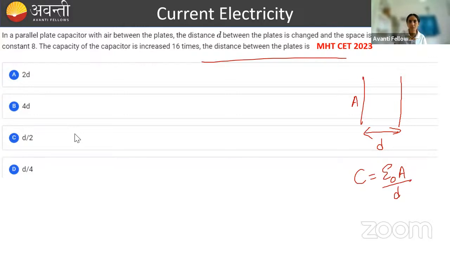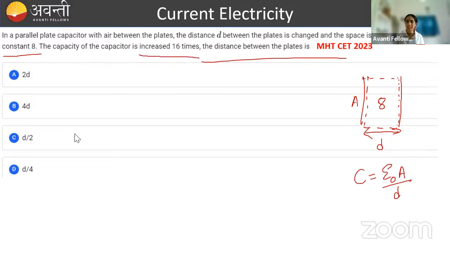Now what is happening? Space is filled with dielectric. Yani ki, now this media is not left to be vacuum. It is getting filled with some other insulator. Okay? And its dielectric constant is how much? 8. It means now the capacitance will become what? You know that when we drop dielectric in between the plates of capacitor, and if dielectric has occupied the whole volume, in that case, capacitance will get increased by how many times? By that dielectric constant times. Okay? The capacity of capacitor is increased 16 times.